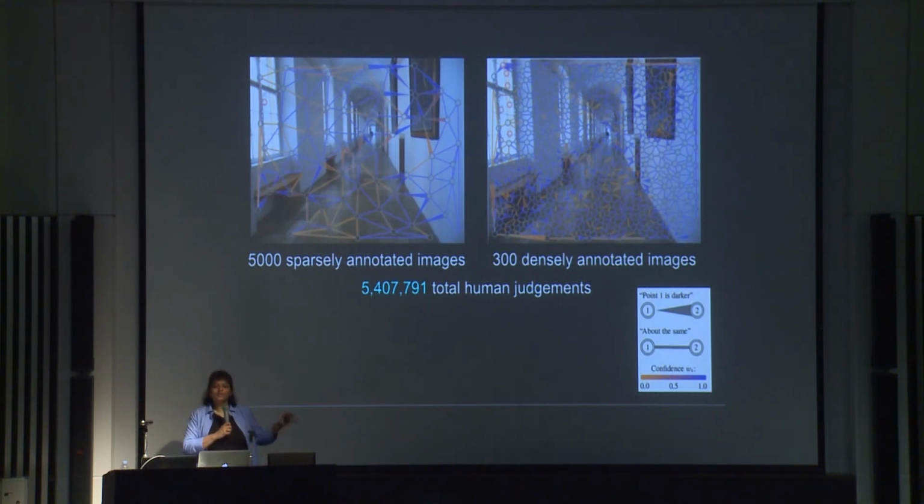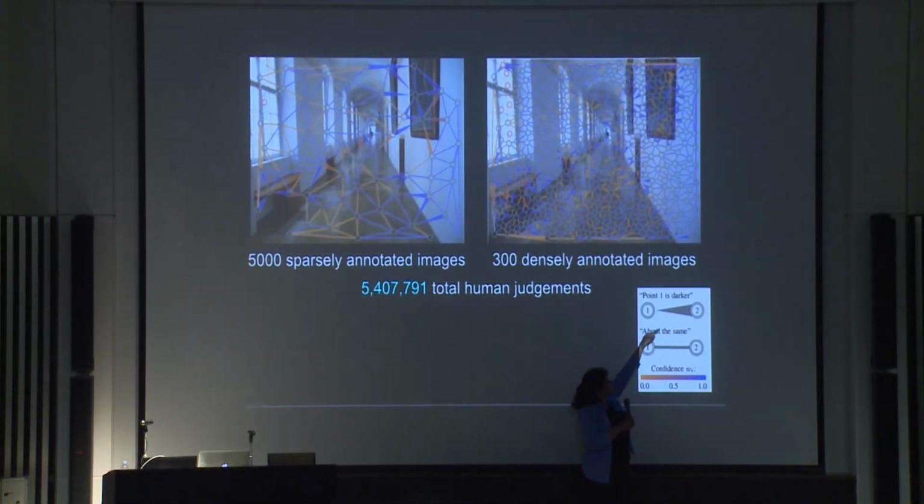So if 2 points have about the same reflectance, then they're connected by a bar that is of equal thickness. And if point 1 is darker, then it's got the small end of the little less than sign. And additionally, the confidence of the worker using the QBAM metric is shown. Blue is more confident, orange is less confident.